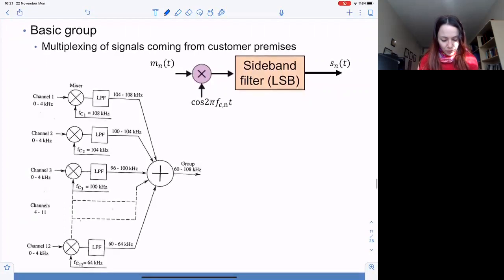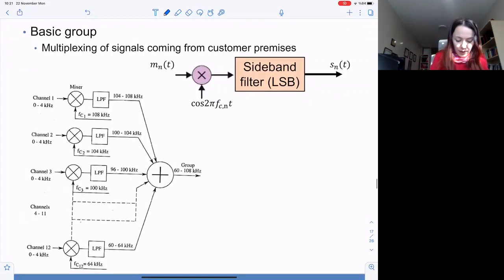So to go a little bit into the details of these frequencies, FC1 could be 108 kilohertz, FC2 104 kilohertz. You see that there's 4 kilohertz difference in between. Although the signal itself is living in a 3.4 kilohertz band, together with the guard bands, we leave room for 4 kilohertz. So these individual channels are mixed together, and then they form a group of 60 to 108 kilohertz, and then groups are multiplexed together, etc.